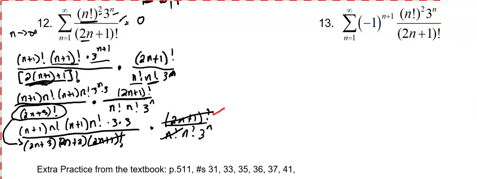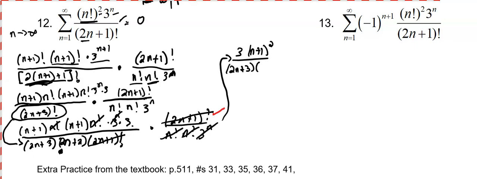We'll also take this time to cancel out the n factorials, and then these n factorials are going to cancel. Should have been a 3n right here. This 3n is going to cancel out that 3n. Let's go ahead and simplify this now. So bring this up here. We have an n plus a 1 times an n plus a 1 times a 3. So we have 3 times an n plus a 1 squared. In our denominator, we have a 2n plus 3 times a 2n plus 2.